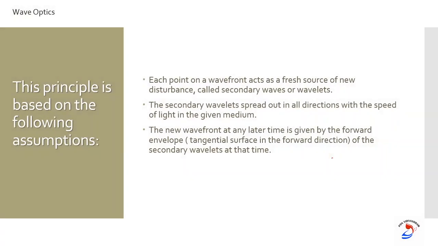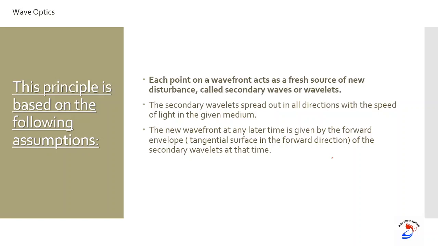The principle is actually based on the following assumptions. Each point on the wavefront acts as a fresh source of new disturbance, and these are called the secondary wavelets. Just like I told you, the initial person can infect the other people, and every one of them can act as a new source. Similarly, each point on a wavefront can act as a fresh source of new disturbance, and these are called the secondary waves or wavelets.